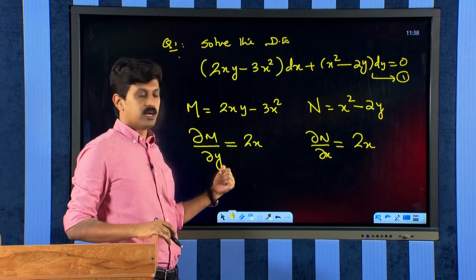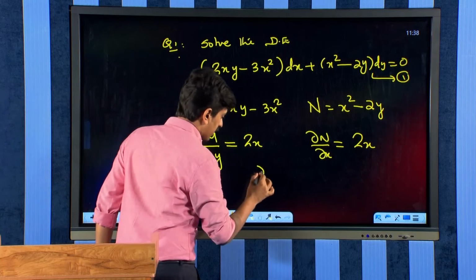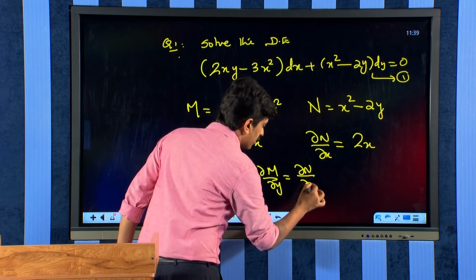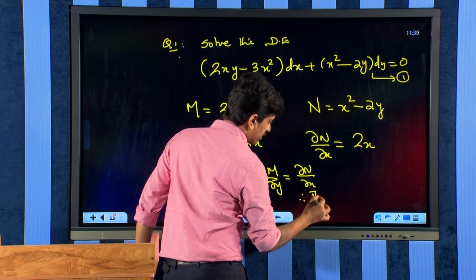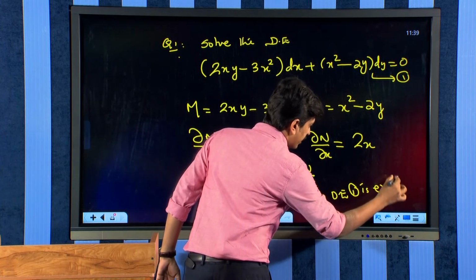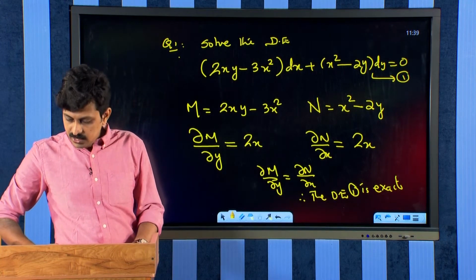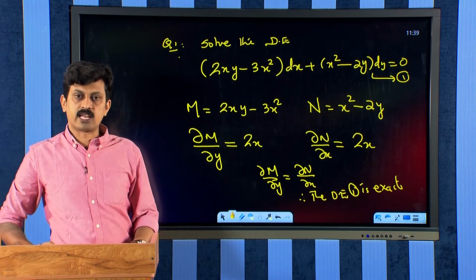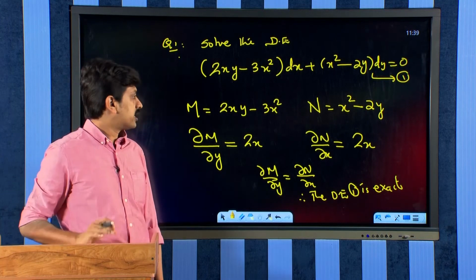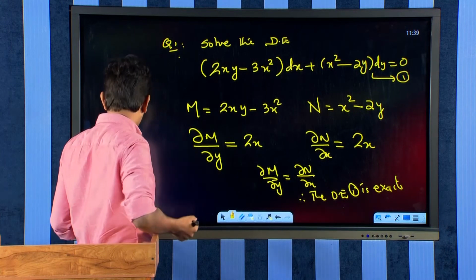So, we found dou M by dou y and dou N by dou x, both are equal. Dou M by dou y is equal to dou N by dou x. Therefore, the differential equation 1 is exact. Now, this is an exact differential equation. Our thought is how can we find the solution u? So, we have the solution u of x y is equal to c.